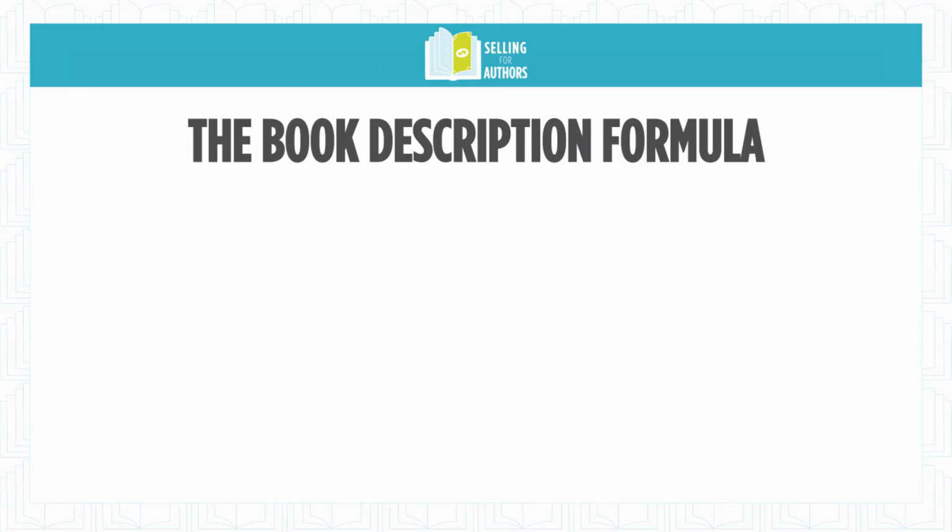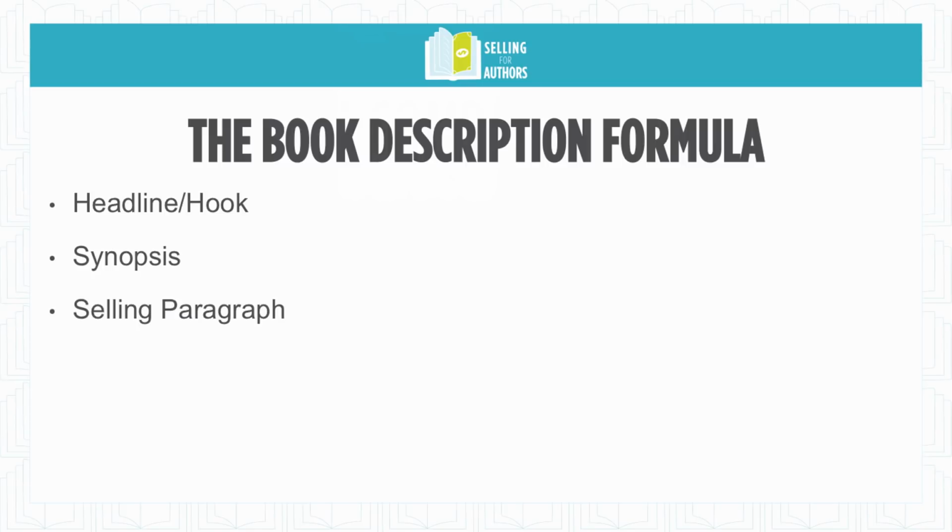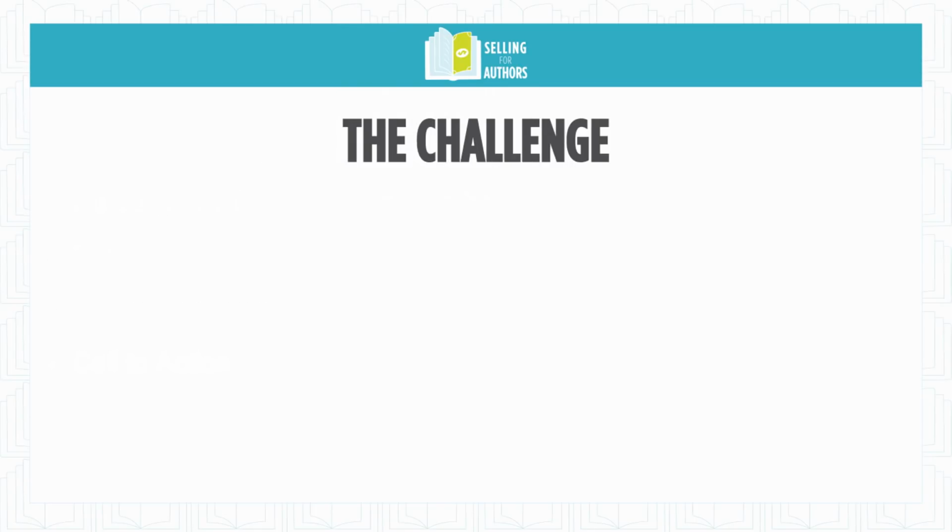I've talked about it a lot. Just to recap, it starts with a headline or a hook, goes into a synopsis of your plot with a huge character focus. It has the selling paragraph after that, which convinces readers who are still on the page to go and buy. And it ends all with a call to action, recommending the action that readers go and buy your book.